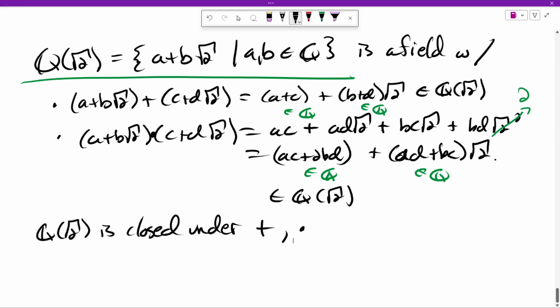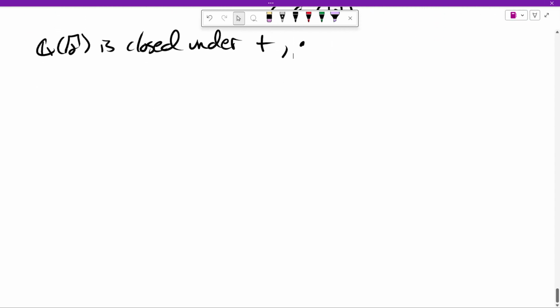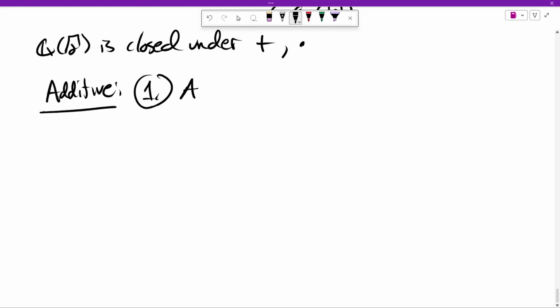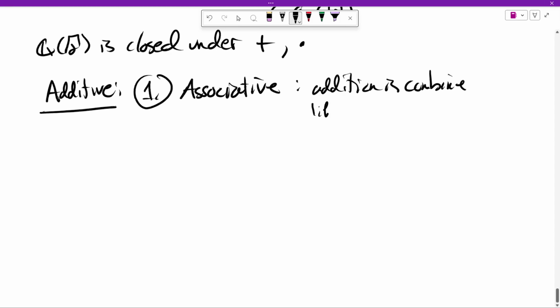Okay, so let's go through and check that it is a field with these operations that it's closed under. Now, some of these checks I'm not going to do. So let's check the additive properties. It's associative. Well, yeah, it's associative. All we're doing is combining like terms. The addition is combine like terms, which is an associative property.